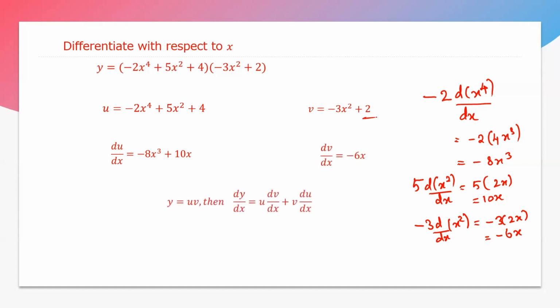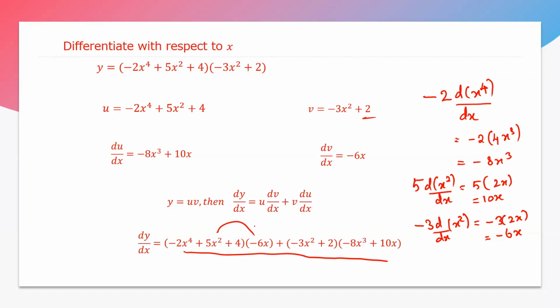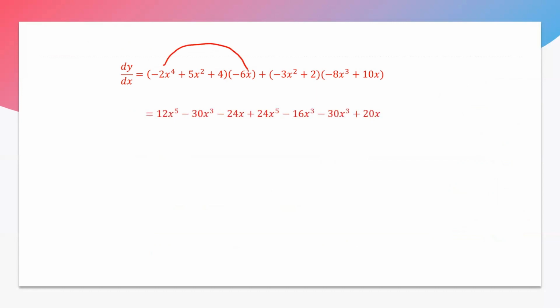We know that if y is equal to uv, then dy by dx is equal to u into dv by dx plus v into du by dx. Let's substitute the values. So when we substitute, instead of u into dv by dx and v into du by dx, we will get this. Let's multiply the factors. So minus 2x power 4 into minus 6x is equal to 12x power 5. 5x square into minus 6x is minus 30x cube. 4 into minus 6x is minus 24x.